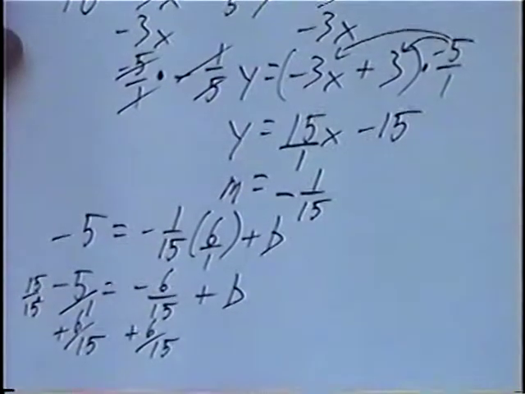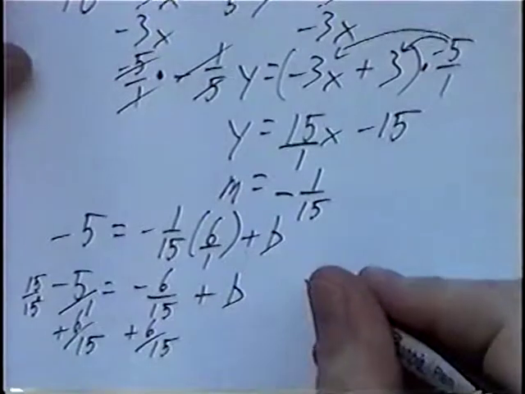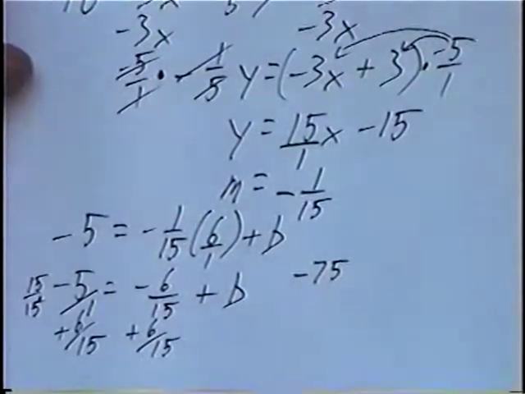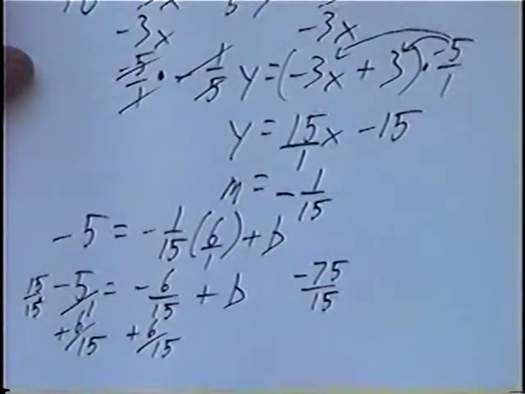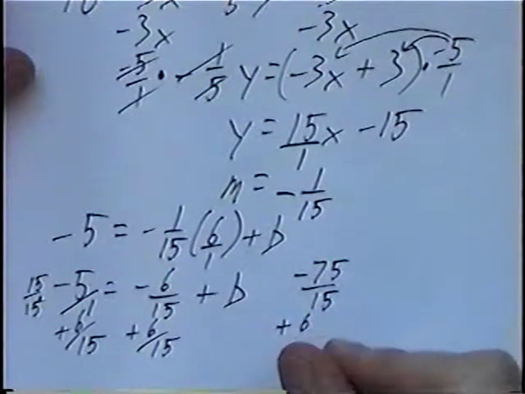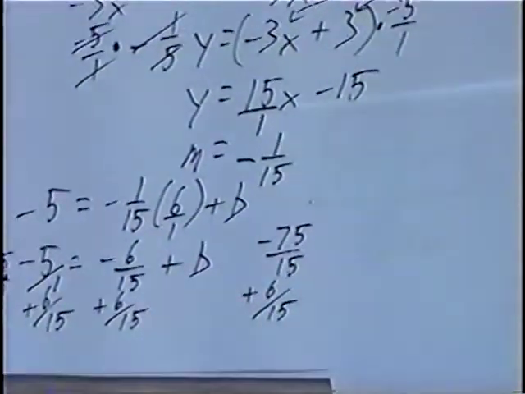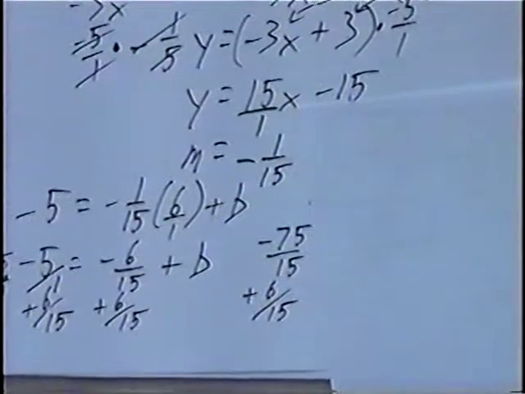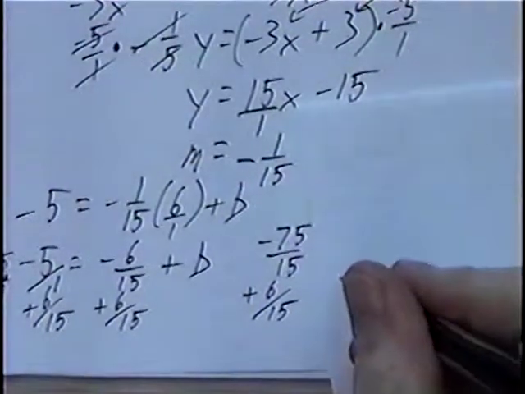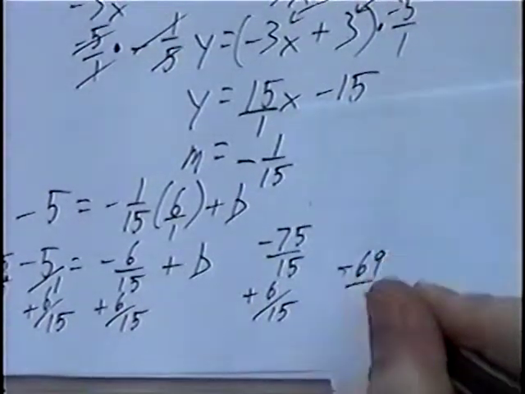15 times negative 5 would be negative 75 over 15. And we're adding to that 6 over 15. Negative 75 over 15 plus 6 over 15 would be negative 69 over 15.